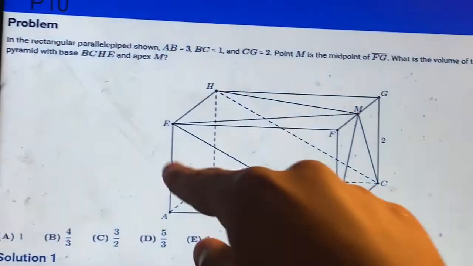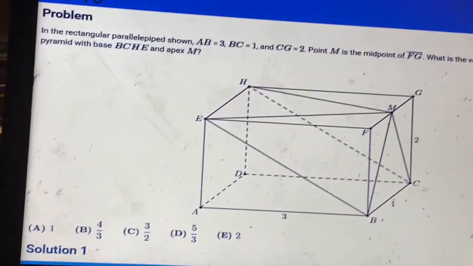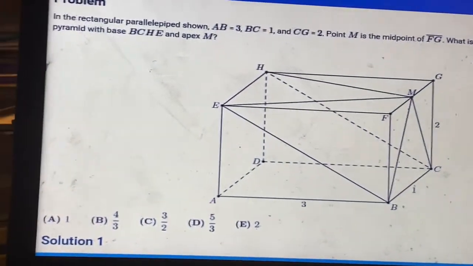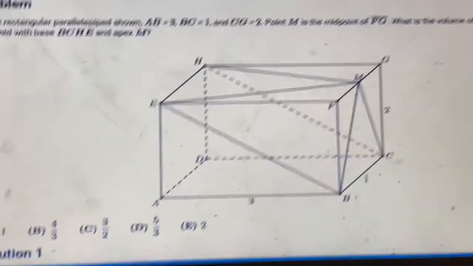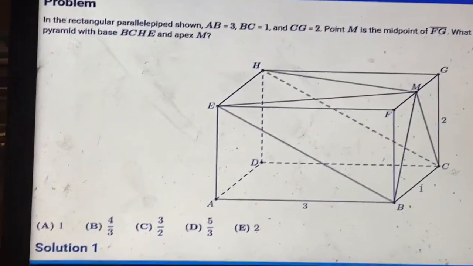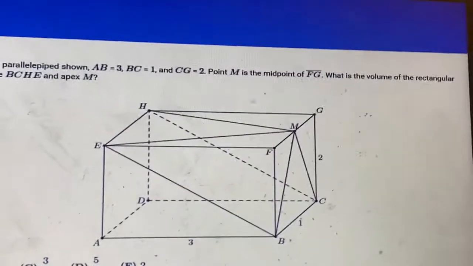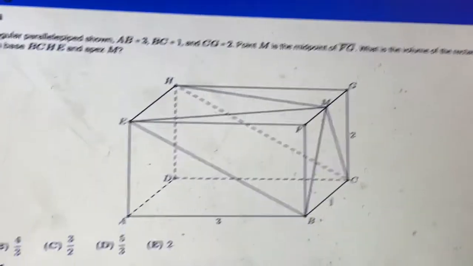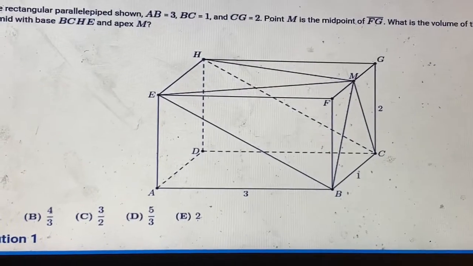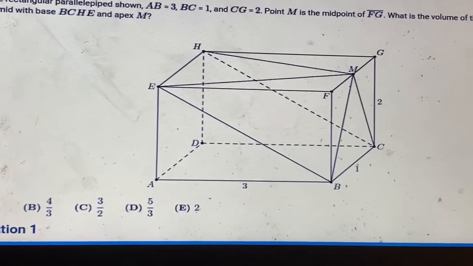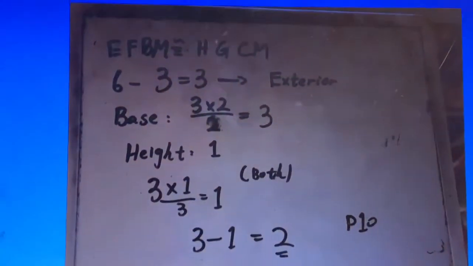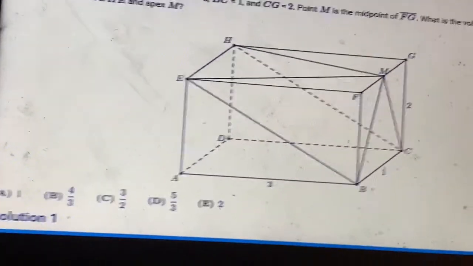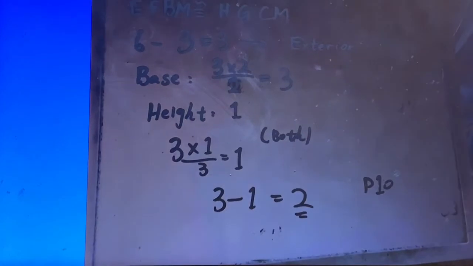So we know these two are congruent. Our solution is a bit similar to complementary counting, which is where we take this away and take that away, namely the pyramids EMFB and HMCG. We know the whole box is 3 times 1 times 2, which is 6, right?